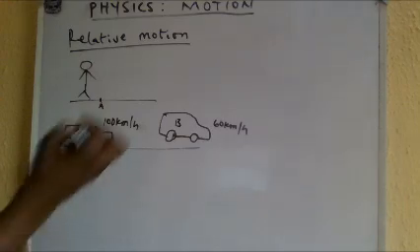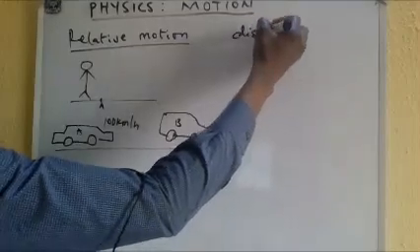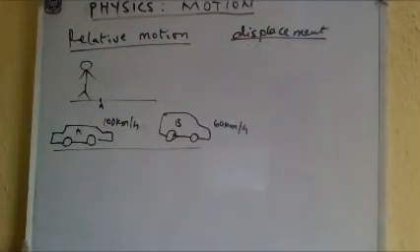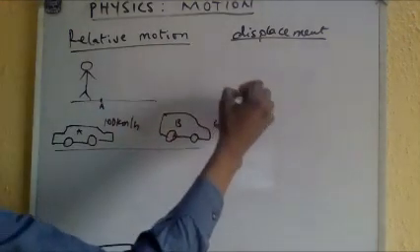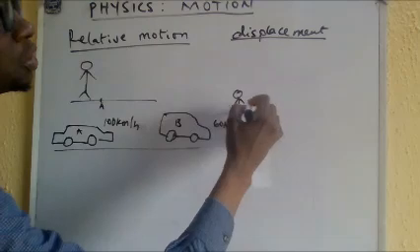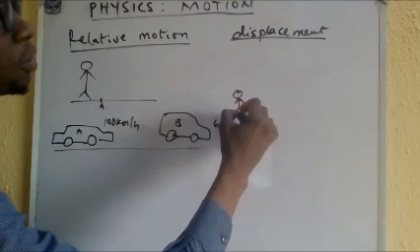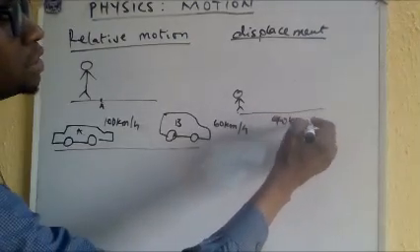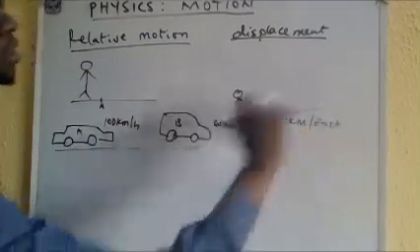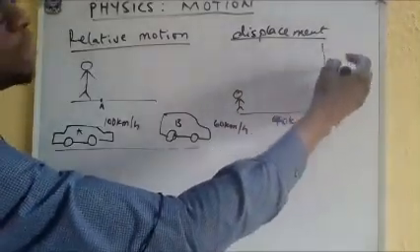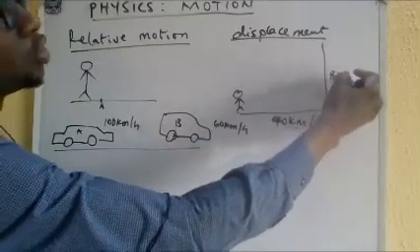Now, another term I want to talk about is displacement. Displacement is the distance traveled in a specified direction. So if, for instance, this same guy moves 40 kilometers east, eastward, and when he got to this point, he now moved 30 kilometers north.